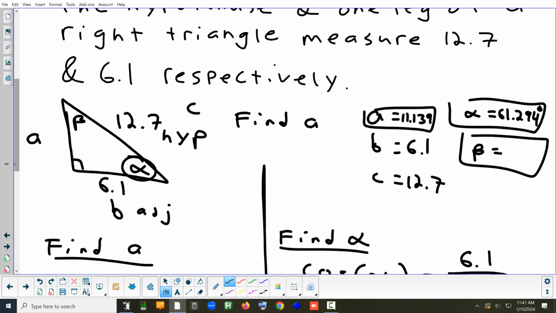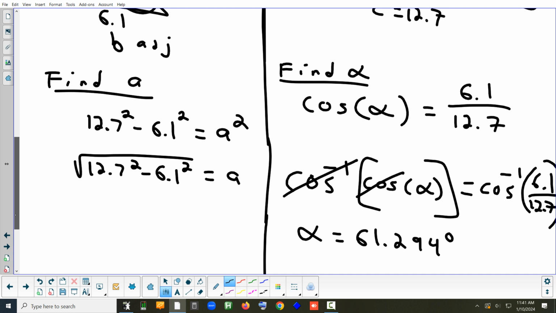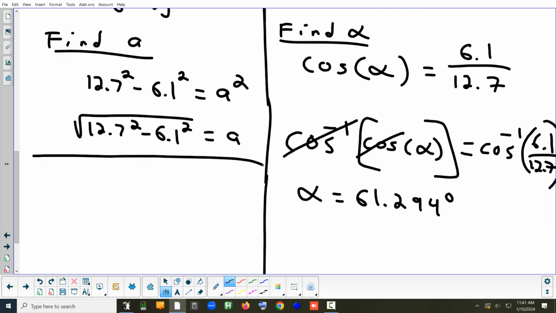All right. Now we know that alpha and beta are supposed to be complementary. So should we just subtract 61 from 90? No. Because if we messed up alpha, we're going to mess beta up. So let's find beta the same way.